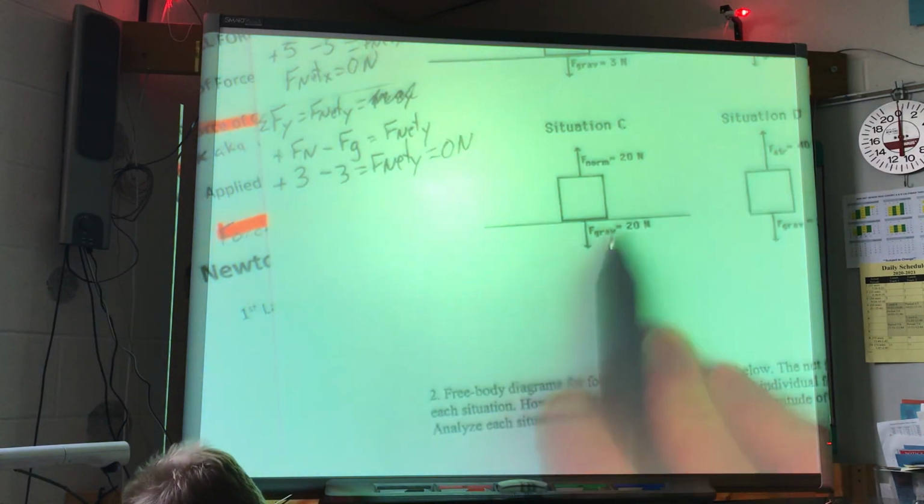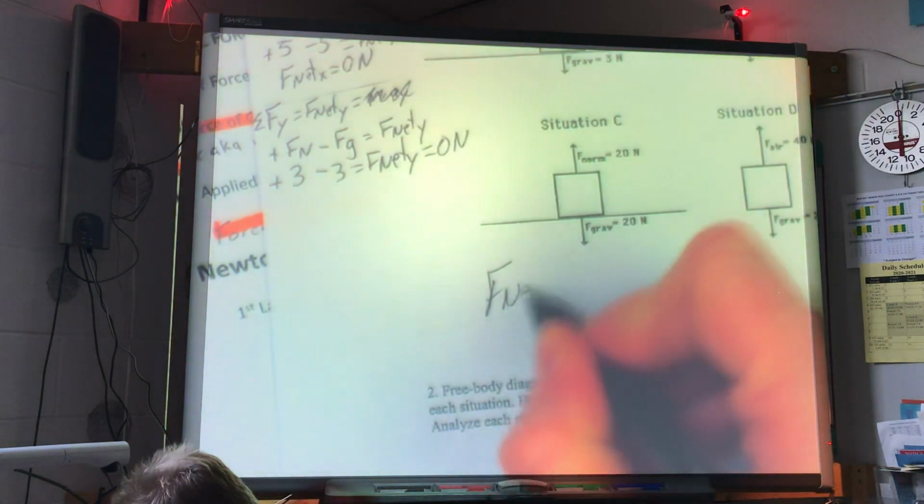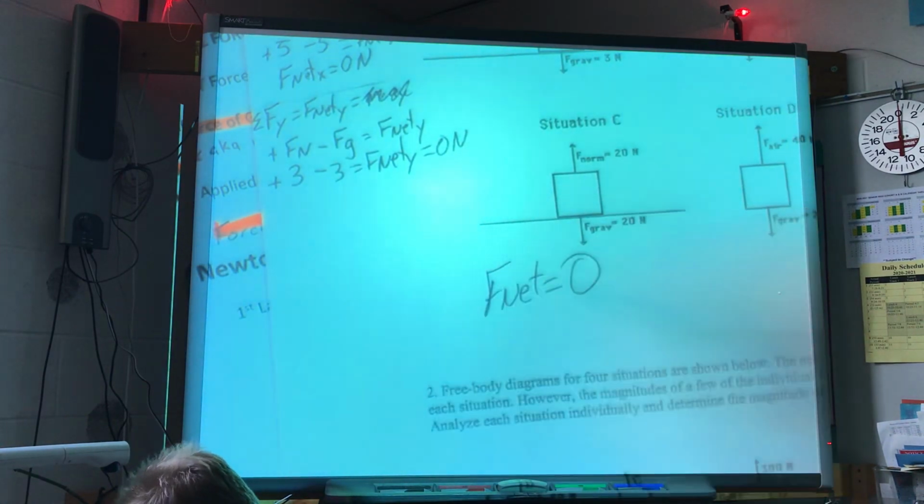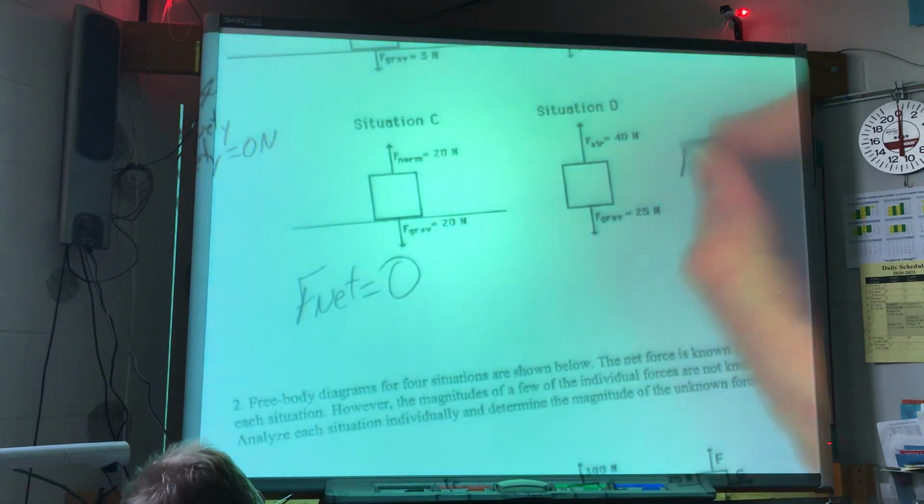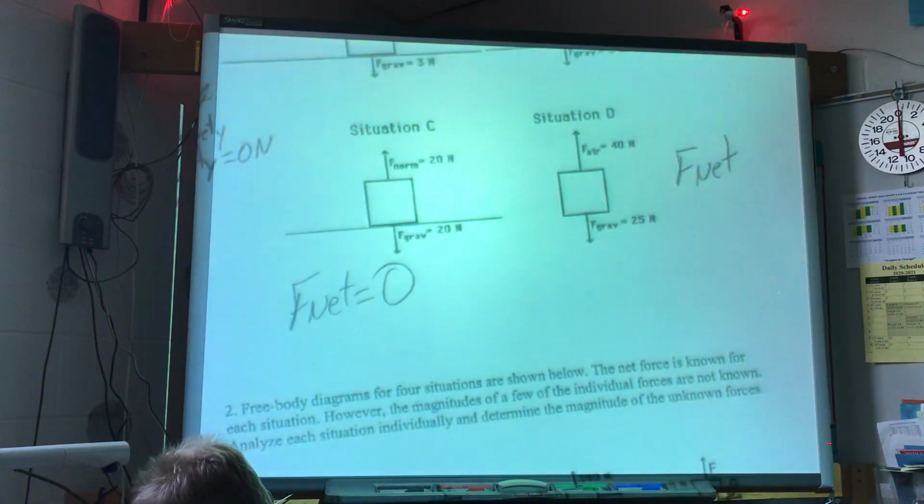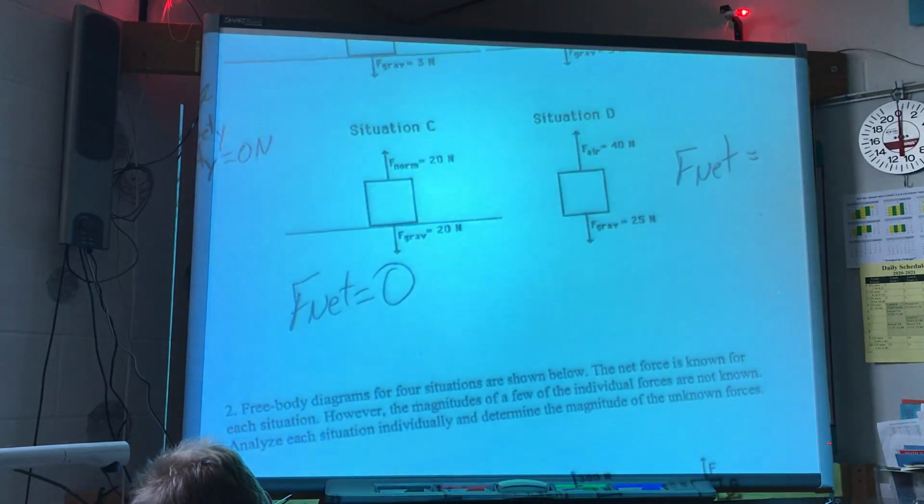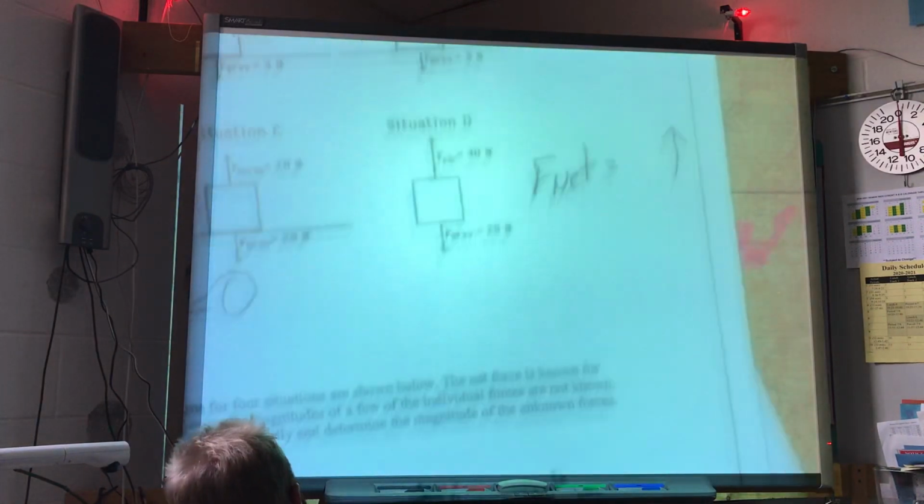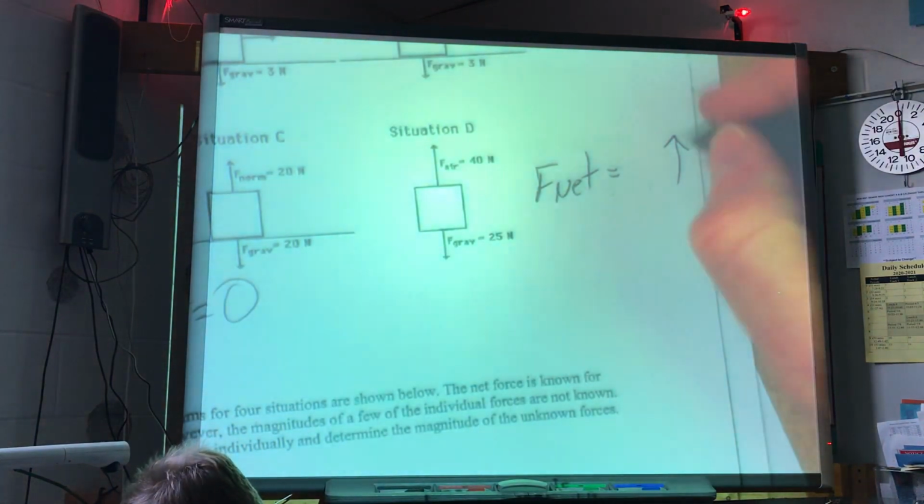In situation C, are we balanced or unbalanced? Balanced. So therefore F net is 0 or not 0? 0. What about in situation D? Balanced or unbalanced? Which direction is bigger, up or down? Up. So my F net is going to be up. How much bigger is my up than my down?